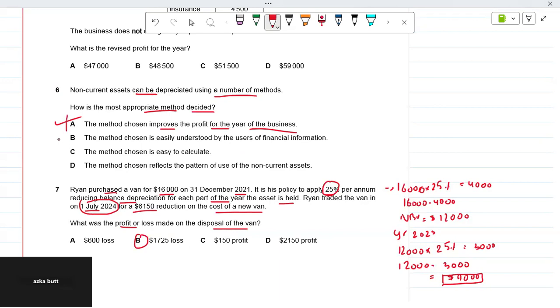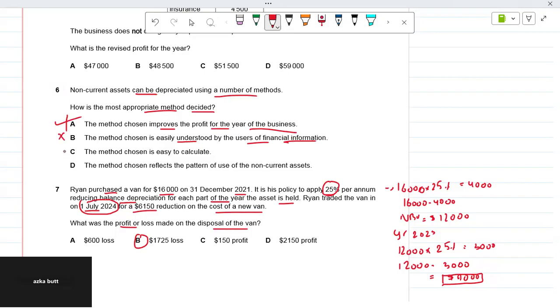Now let's see the B. B is the method chosen is easily understood by the regulator for the financial information. So while it is important for financial information to be understandable, the ease of understanding should not be the primary factor in selecting a depreciation method. So the method should accurately reflect the asset's usage. So that's why this is not the most appropriate criterion.